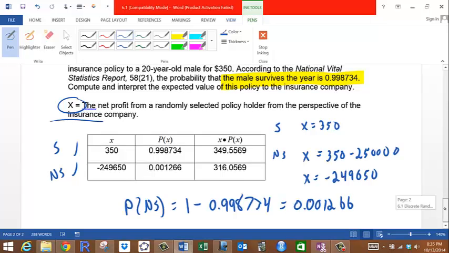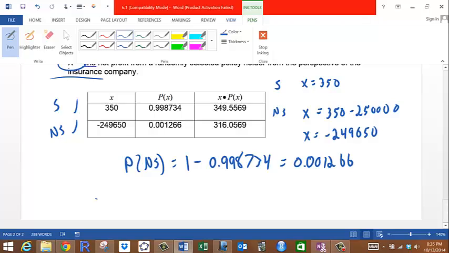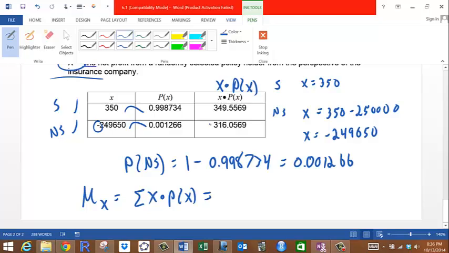Okay. And so now remember we're trying to get the mean, so we need to take the sum of x times p of x. All right, and so we're going to create a column called the x times p of x column, which is here. And we just multiply this number times this number and this number times this number. Make sure you pay attention, negative times a positive is a negative, I left off my negative sign here. And so now we just add these up.